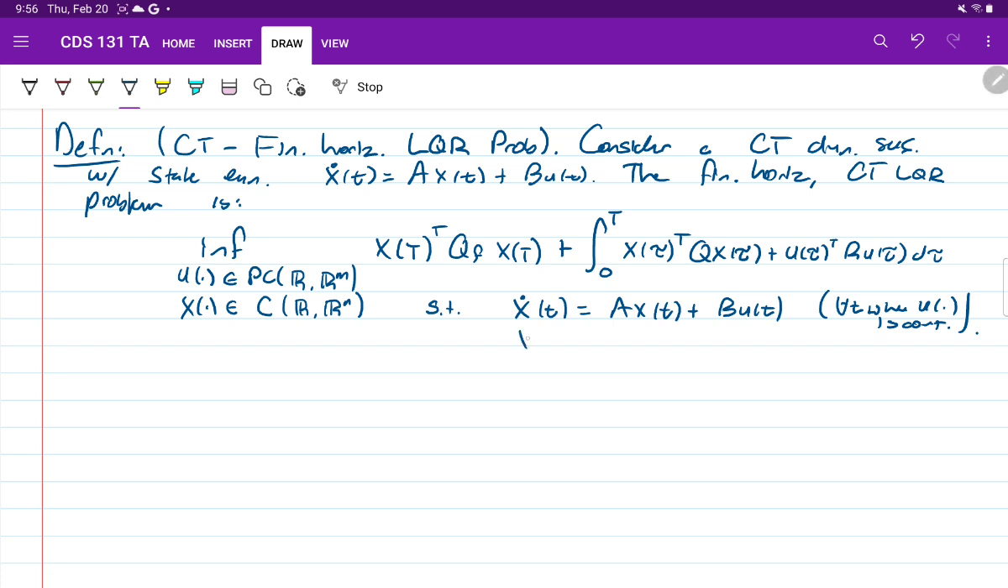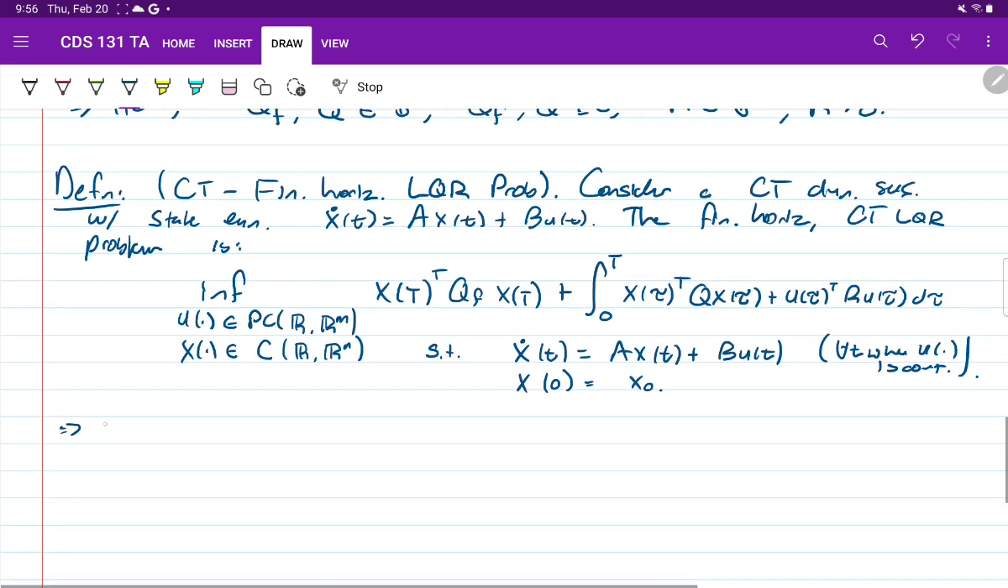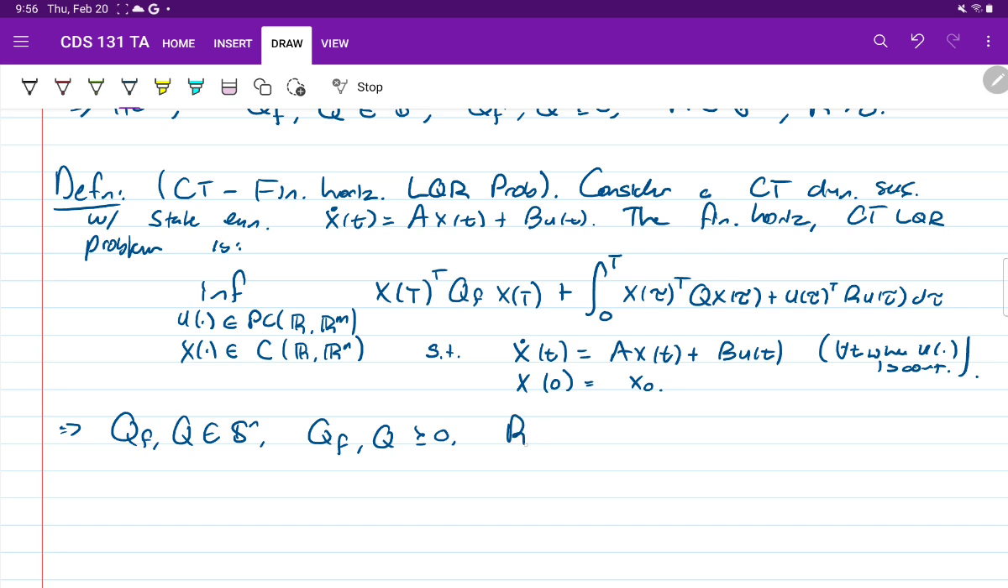So this is the first condition, and then second, we're going to say x of 0 equals some x naught, okay? So here, what we have is that Qf and Q are again symmetric n by n matrices, which are both positive semi-definite. And then I have R, which will be a symmetric m by m matrix that is strictly positive definite, okay? So this is pretty much the same problem that we've had above, right? Just directly translated into continuous time, okay? So this is this continuous time finite horizon LQR problem.